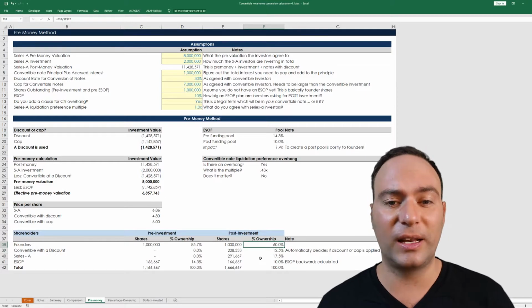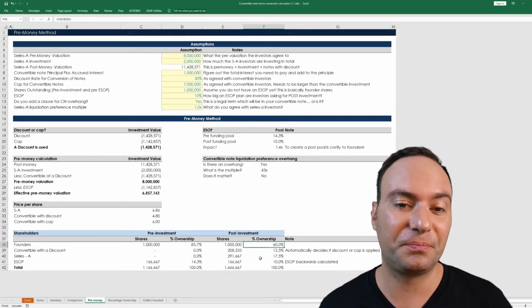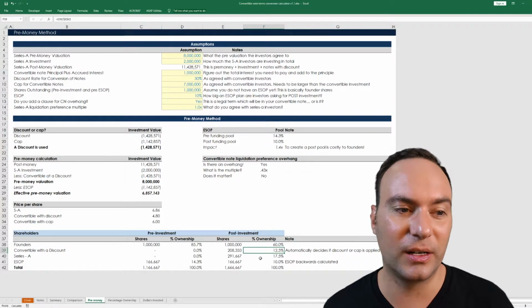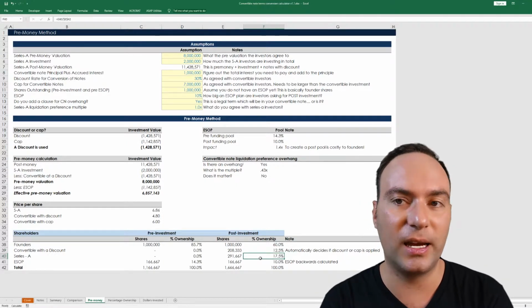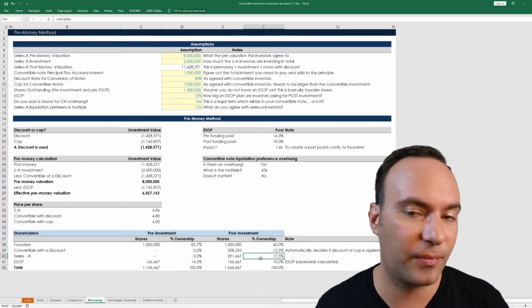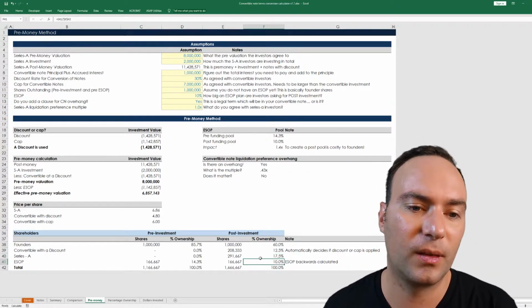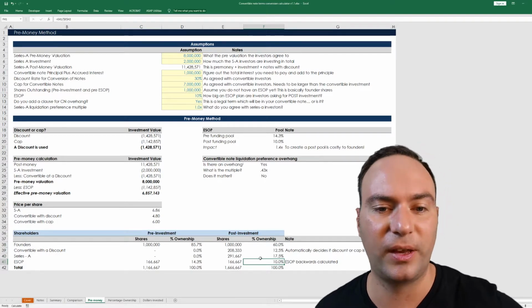What happens to founders? Well, ownership is now 60% for founders, 12.5% is going to be for the angel investors, and the Series A investors are getting 17.5%. And we can see that the ESOP is now 10%.